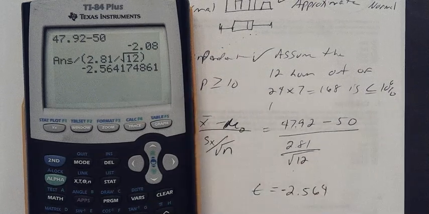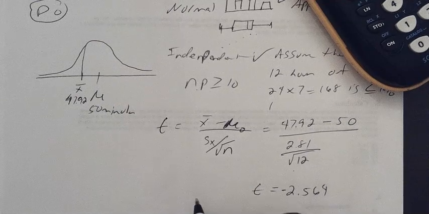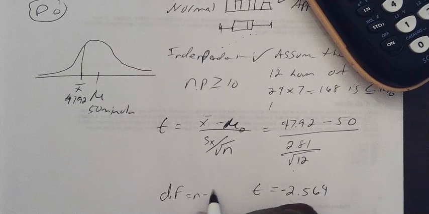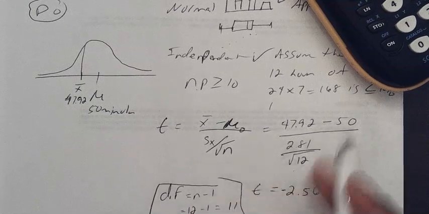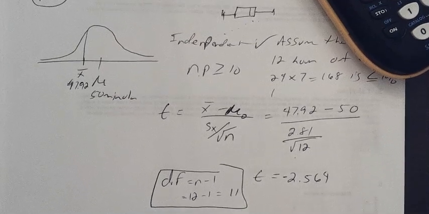All right, so I'm going to go to my t-table to find the probability of having a t-value at that level. But before I go there, I have to determine my degrees of freedom, which is n take away 1, so it should be 12 take away 1, or 11. So my degrees of freedom is 11, and this is the actual t-value there. I'm going to keep that in mind. I want to find the area for that space.